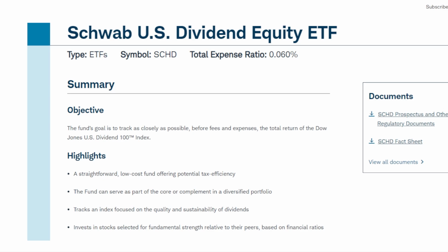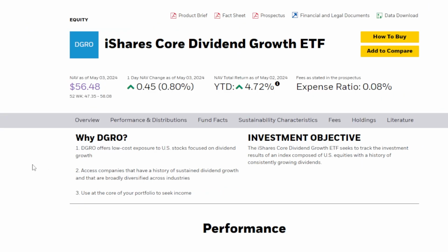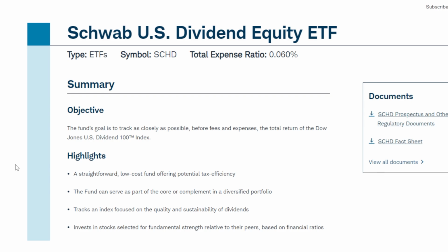The Schwab US Dividend Equity ETF, ticker symbol SCHD, versus the popular and powerful iShares Core Dividend Growth ETF, ticker symbol DGRO. Which ETF is better to invest into as a long-term dividend growth investor, and which ETF is going to give a bigger return with $50,000 invested into each? Well, I have the answer to all this, so make sure to stick around to find out.